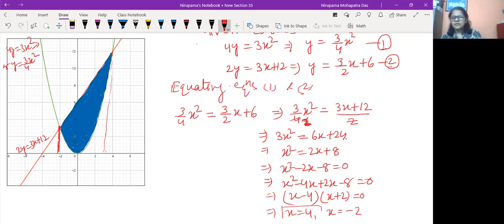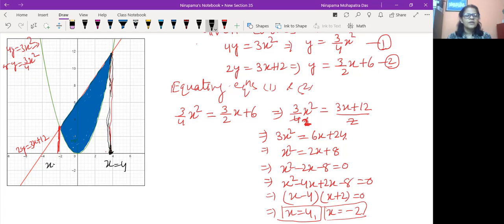which you can clearly see from the rough sketch. So this is basically how you have to get it. This is one point. It is a bit challenging to draw the line correctly if you are not very artistic. So this is one point we are getting: x equal to 4 here, x equal to minus 2.